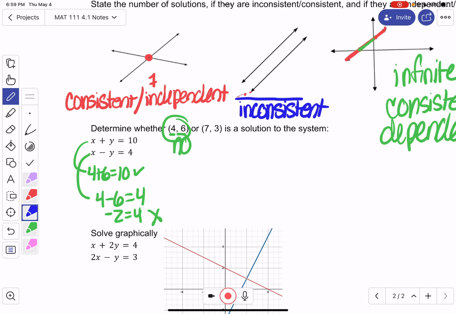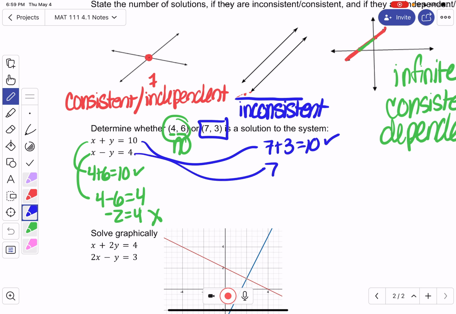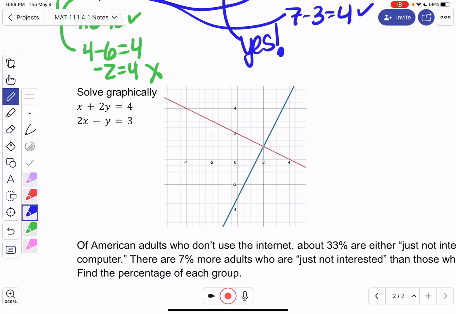Not a solution. Now let's try 7, 3. If I plug that in, 7 plus 3 is 10. That is accurate. And 7 minus 3 is 4. That is also accurate. So 7, 3 is a solution because it works in both equations. On a graph, we would just find the point they intersect.